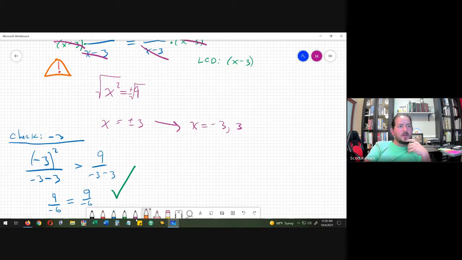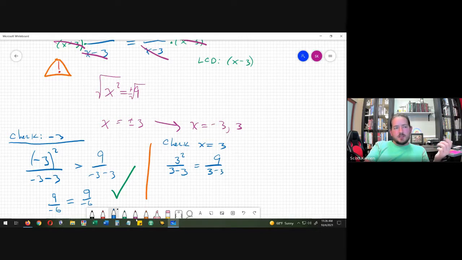The issue is when I check x equals 3. That would be 3 squared over 3 minus 3 equal to 9 over 3 minus 3. The 3 squared is 9, but this 3 minus 3 is 0. And while you can say it's the same fraction, they just happen to be over zero, whenever we get a 0 in the denominator, this is not in the domain.